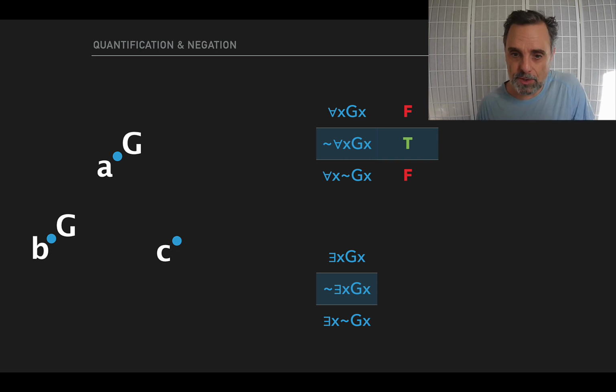Okay, what about the existentials? Some x, gx. At least one thing is g. Is that true? Yes, there are actually two things. A is g and B is g. So A makes gx true and B makes gx true. So there are multiple things that make gx true. So some x, gx, that's true. And so its opposite is false.